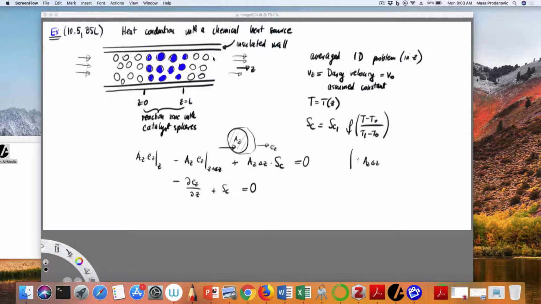It has a velocity Vz. This is my Darcy velocity, which I denote as V0, and it's assumed constant. And the temperature that I'm solving for is just a function of this Z variable. We also know something about the reaction source term. While the reaction is happening on the surfaces, it is effectively a volumetric addition of heat inside of this volume.